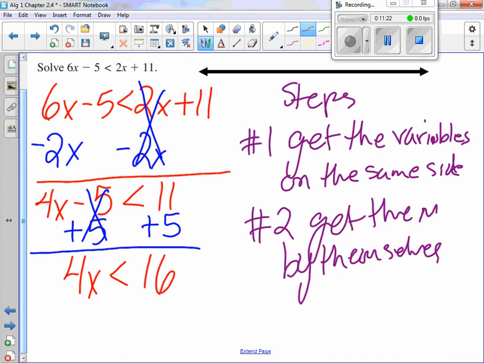So the first main step that we had was we were getting the variables on the same side. We did that here by subtracting 2x from both sides. Then since we have them all on the same side, we need to get them by themselves. So we moved everything else that wasn't that variable x to the other side.